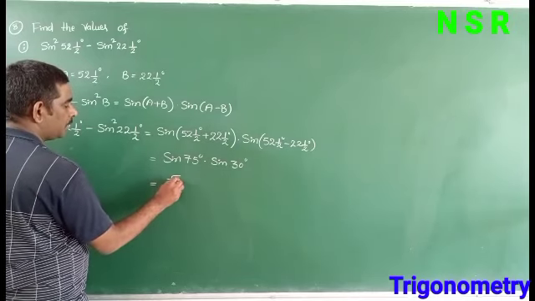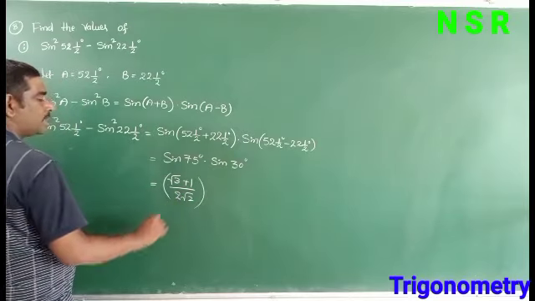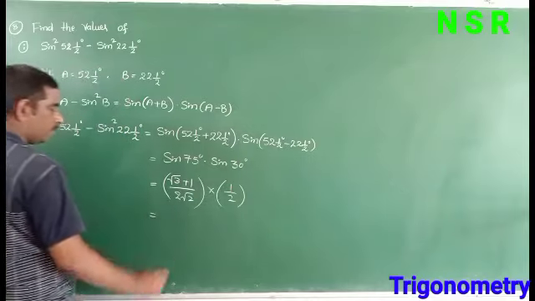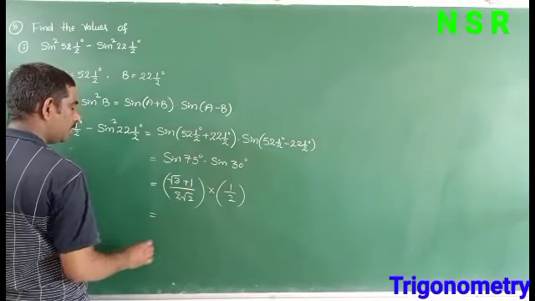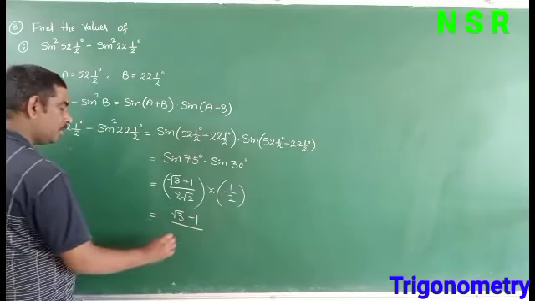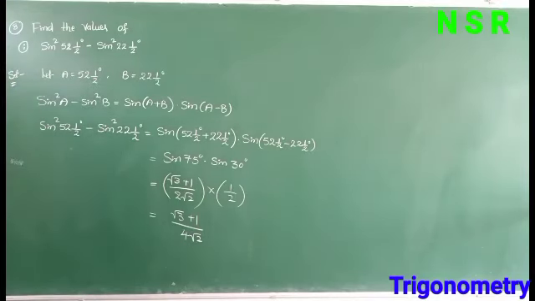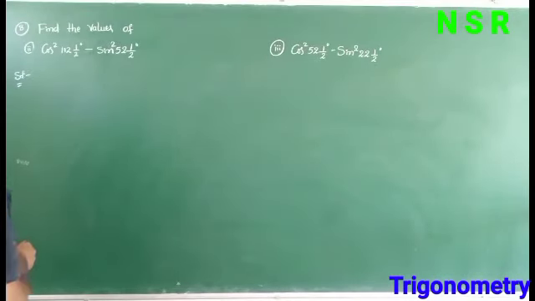Sin 75 value is root 3 plus 1 by 2 root 2, into sin 30 value 1 by 2. So multiply the numerators and the denominators: we get root 3 plus 1 into 1, which is root 3 plus 1, by 2 root 2 into 2, we get 4 root 2. So this is the value of sin square 52.5 minus sin square 22.5. Here we applied the sin square a minus sin square b formula. Next we have another two questions in this 8th question.